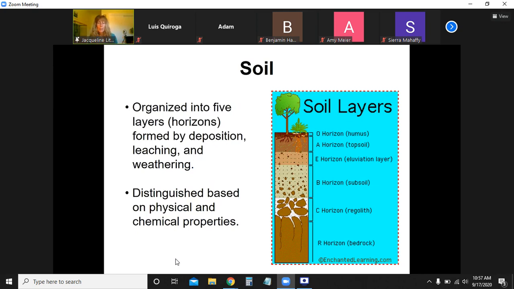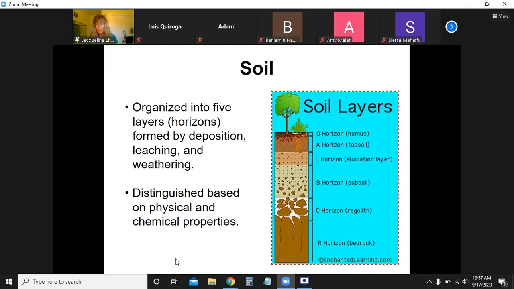So it's composed of both inorganic constituents and organic products. And we typically characterize the components into five layers, and they're called soil horizons, right? They're formed by these processes of deposition and leaching and weathering. And so we have this figure that shows these soil horizons, the bedrock, and as you move up to the surface, topsoil and the humus layer on the surface.